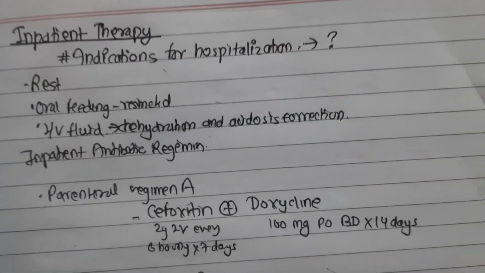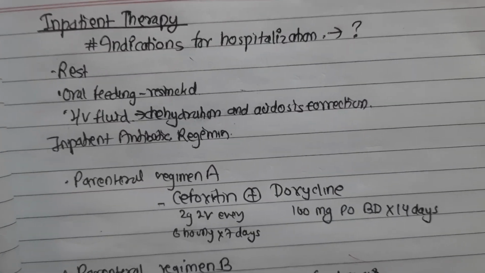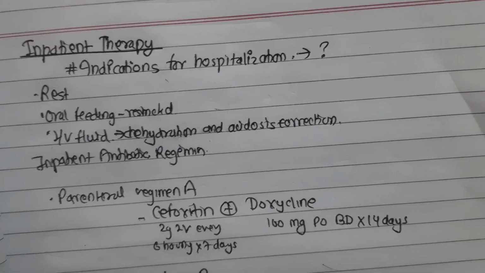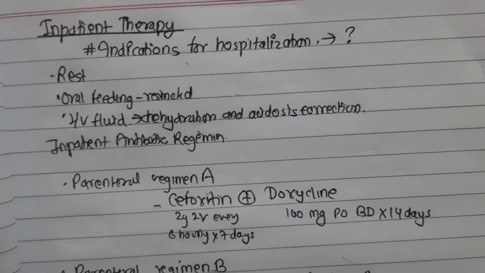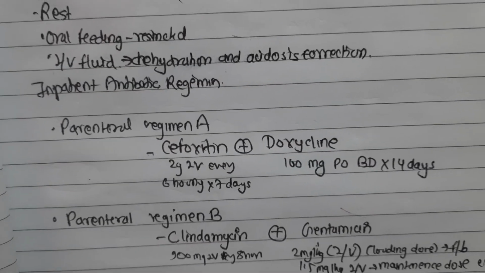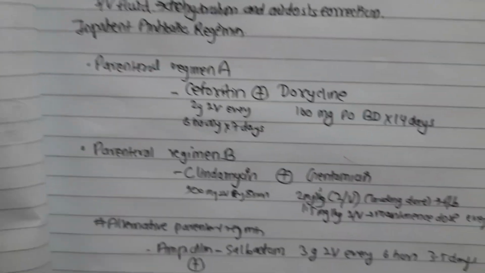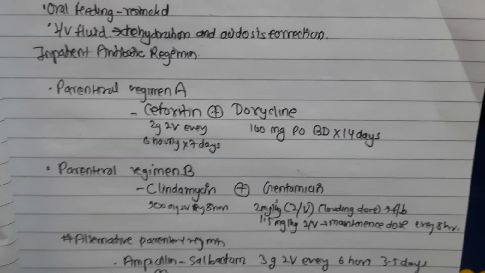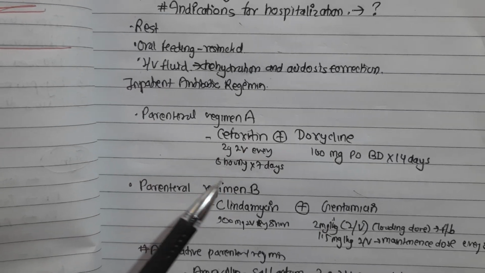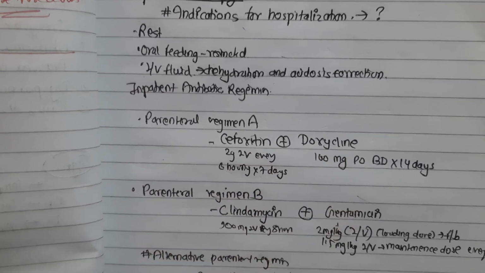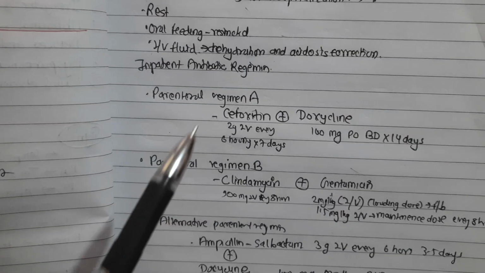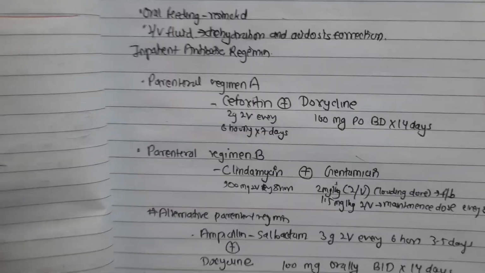And the treatment will be adequate rest, oral feeding is restricted, and the dehydration and acidosis are to be corrected by IV fluid. The inpatient antibiotic regimen includes parenteral regimen A that contains cefoxitin plus doxycycline. Parenteral regimen B contains clindamycin plus gentamicin. Cefoxitin through IV every 6 hourly, or doxycycline 100 mg PO BD for 14 days. An alternative can be ampicillin sulbactam plus doxycycline. So these are about inpatient therapy.